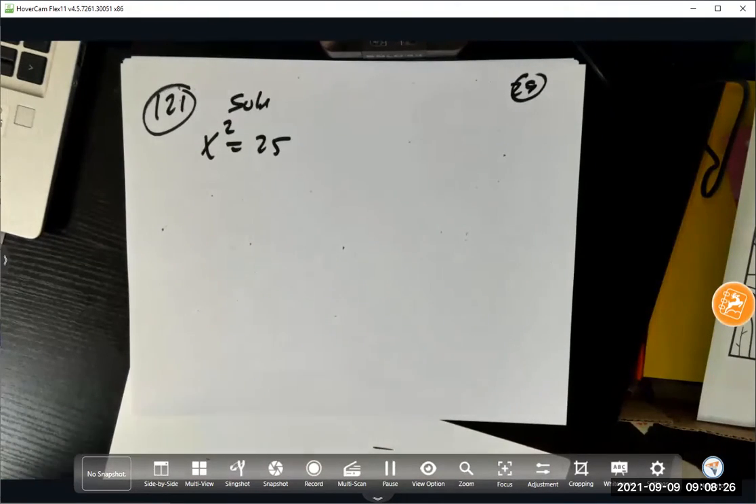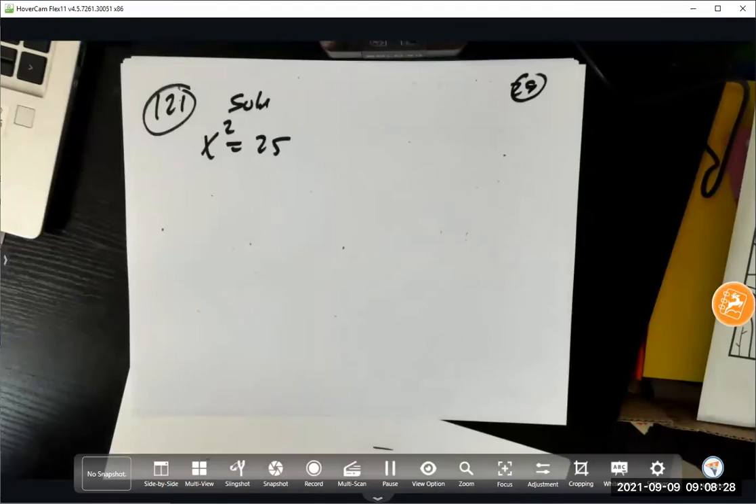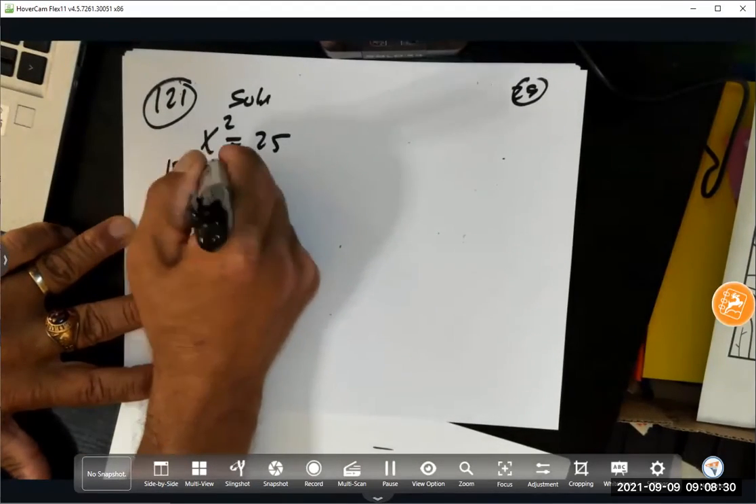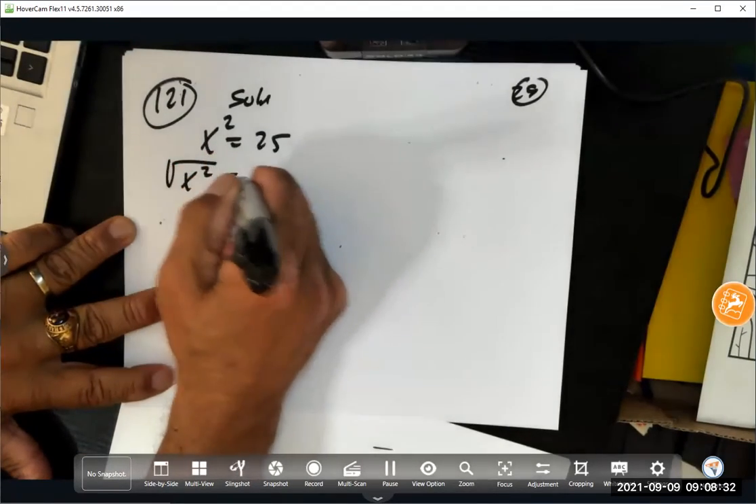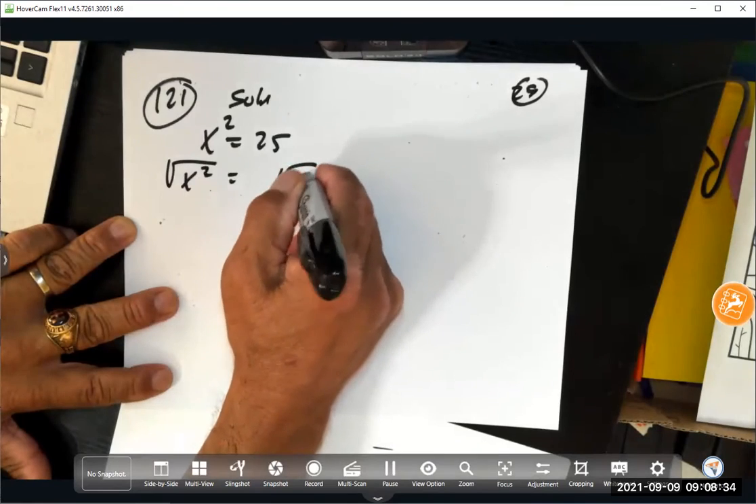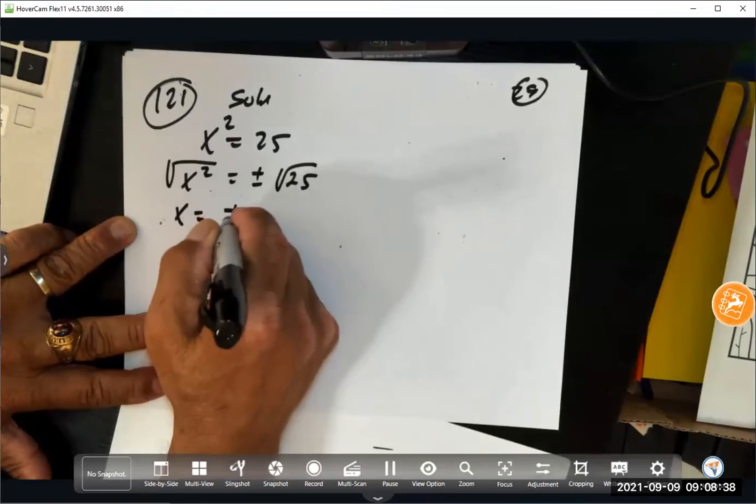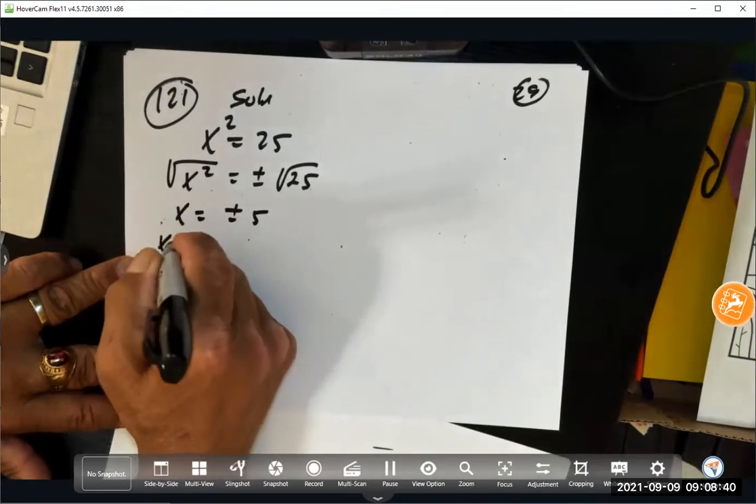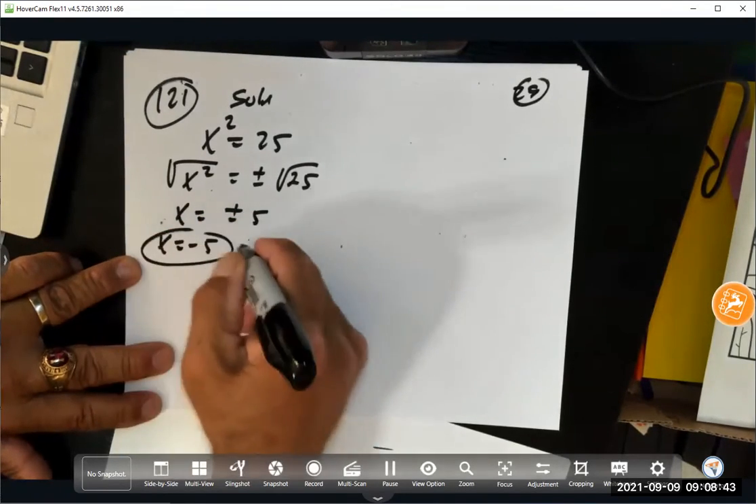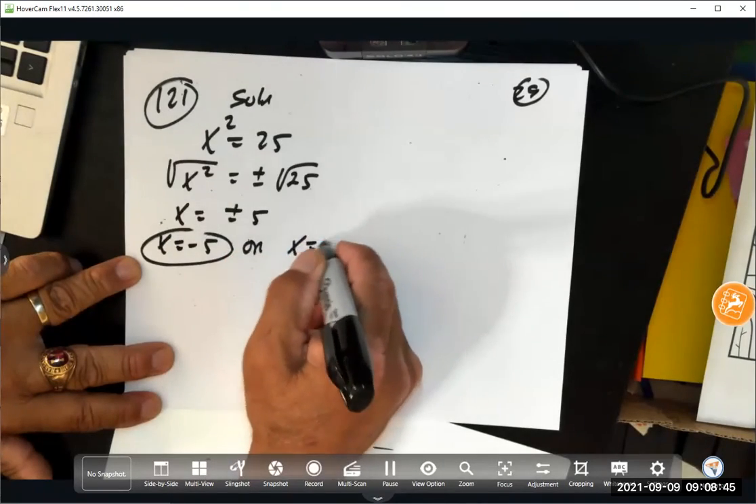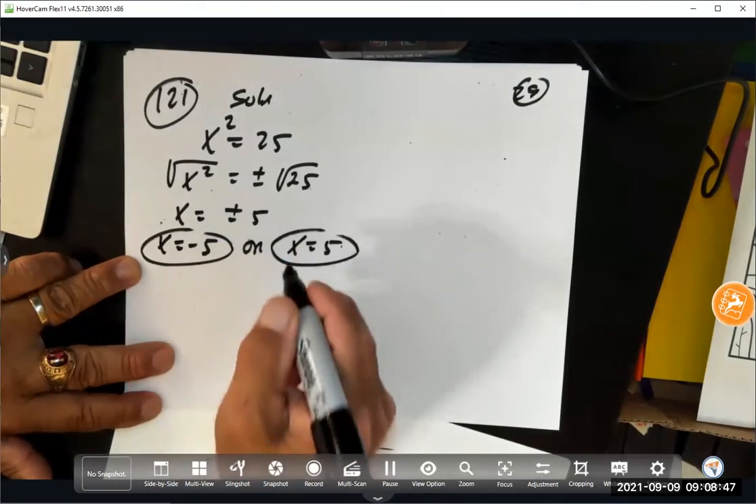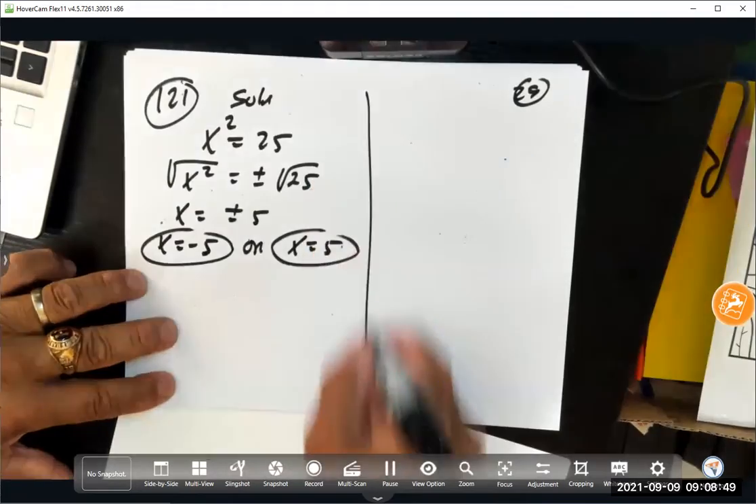What number squared is 25? Wait, don't tell me the answer yet. If you take the square root of this side, and you take the square root of this side, this one is going to give you two answers. So this is going to give you plus or minus 5. So I'm telling you that x equals negative 5 or x equals positive 5. I'm saying that these two answers will work.